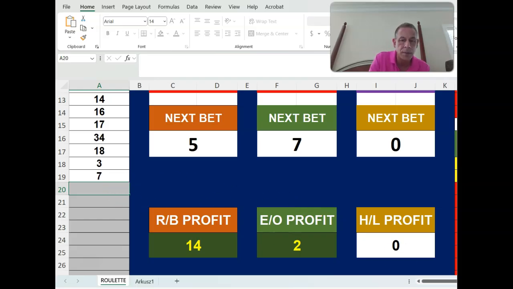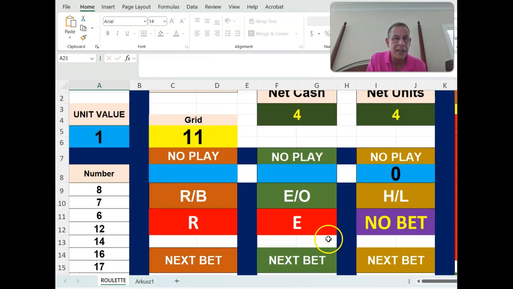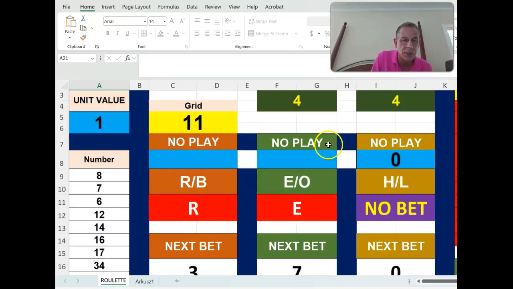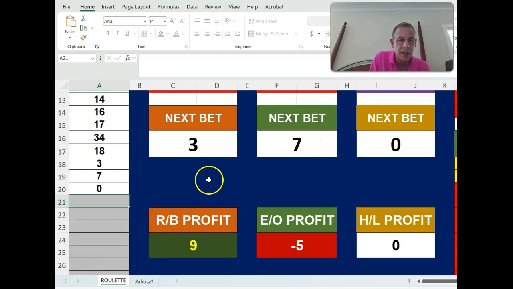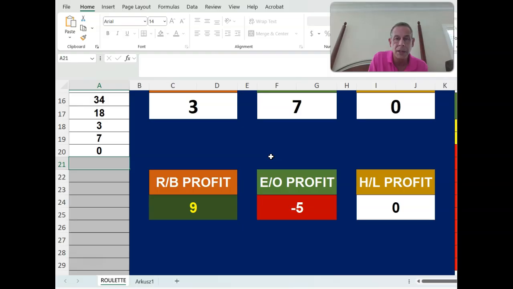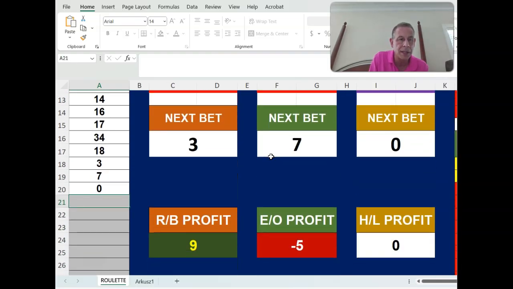And here we go. Oh, and when a 0 or a double 0 comes up, you just put 0, even for double 0. So there was a 0 there. And now we're down to 4. It took us down, right? Because the 0 is going to be a loser for these. So here's what you're betting now. 3 units on red, 7 units on even. And we haven't really seen this switch much, right? We haven't seen this switch much. But it could at any time, all right? Depending on the pathway that you take, all right?